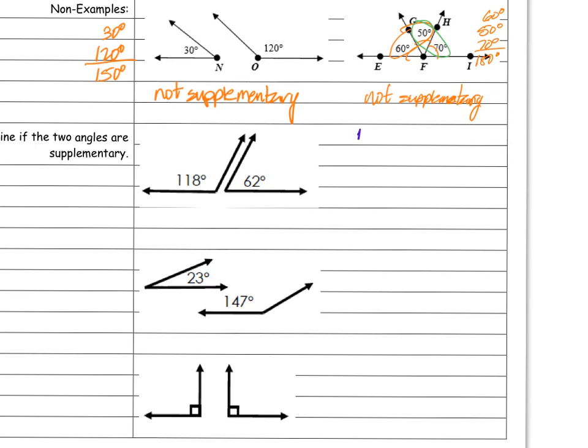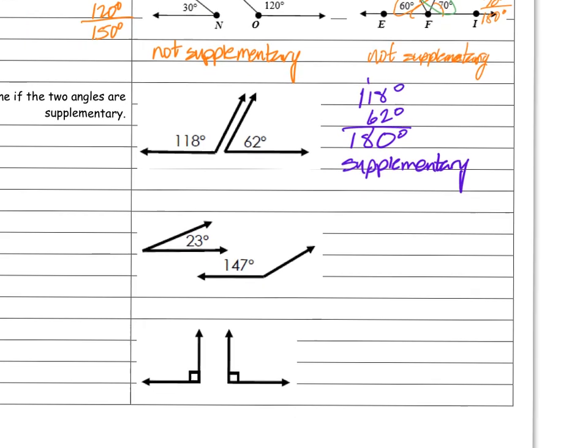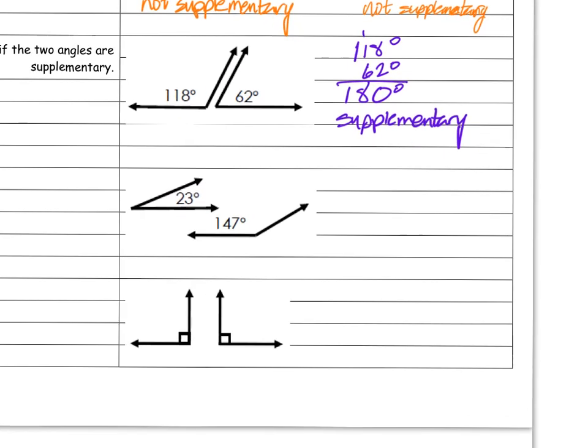So I'm going to take 118 and add it with 62, and I'm going to see what I get. 8 plus 2 is 10, 6, 7, 8, 180 degrees. Yes, these are supplementary. Then we're going to do the next one the same way. I've got 23 degrees and 147 degrees. That's 170 degrees. So this is not supplementary.